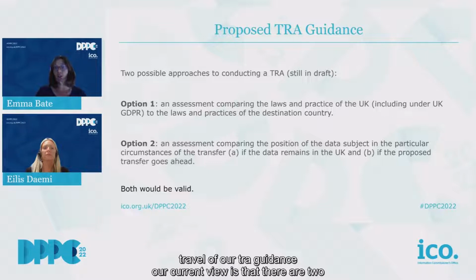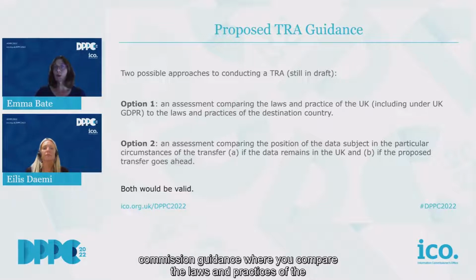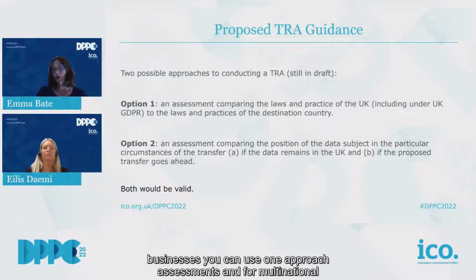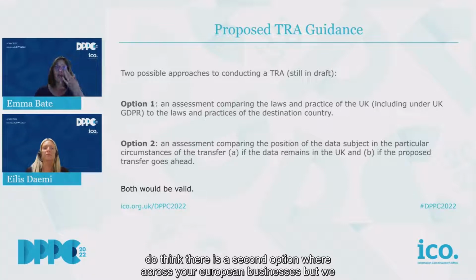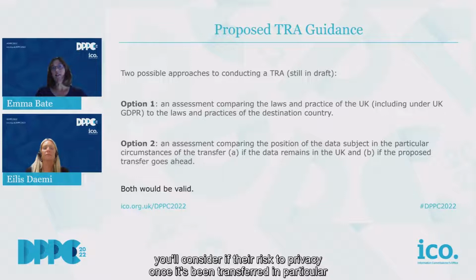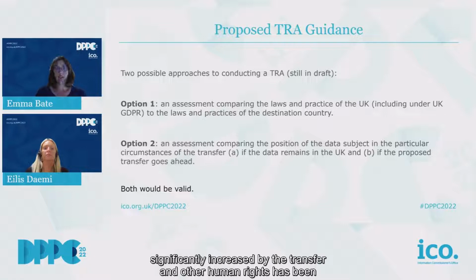Our current view is that there are two options and both are valid. Option one is following the EDPB and Commission guidance, where you compare the laws and practices of the destination country with the UK. This means that you can continue with your current approach to transfer risk assessments, and for multinational businesses, you can use one approach across your European businesses. But we do think there is a second option, where you compare the position of the data subjects when the data is in the UK and once it's been transferred. In particular, you'll consider if their risk to privacy and other human rights has been significantly increased by the transfer.